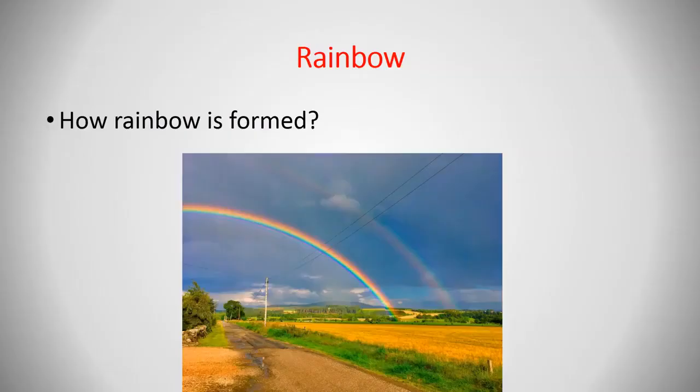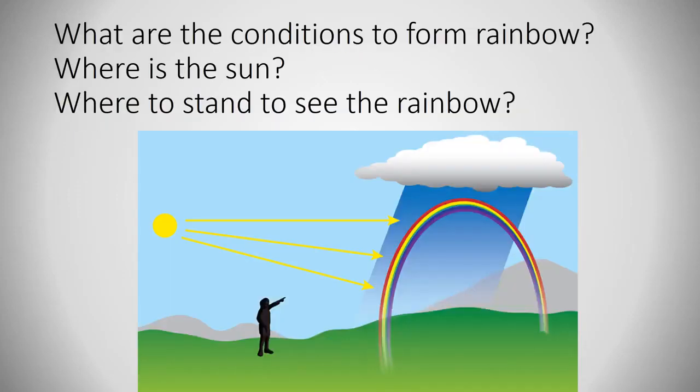Now, how is a rainbow formed? As you can see, the rainbow is like colors in the sky. They look like they are hanging in the air. We have 3 questions. What are the conditions to form a rainbow? Where is the sun? Where to stand to see the rainbow? As you can see here in the figure, we have the sun, and this is the person who is looking at the rainbow.